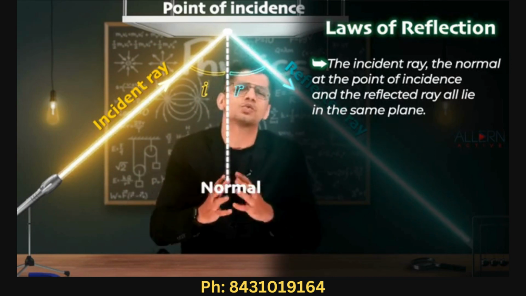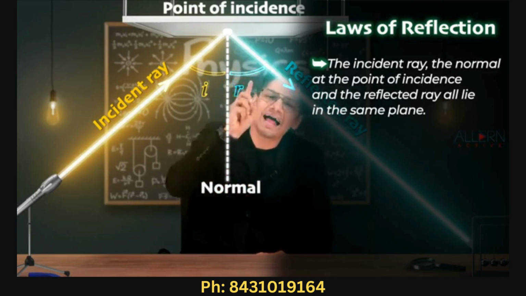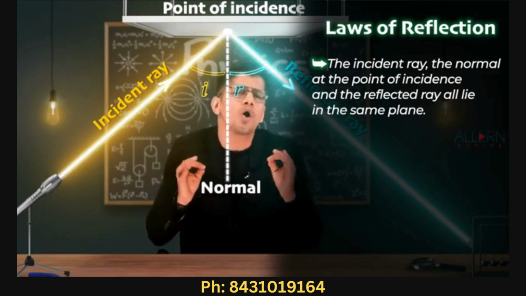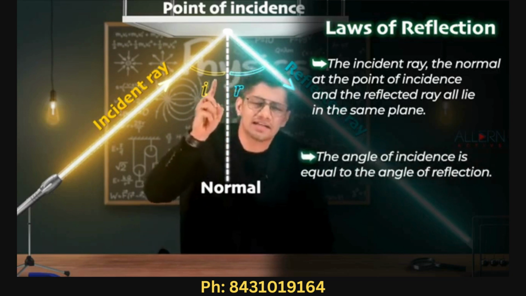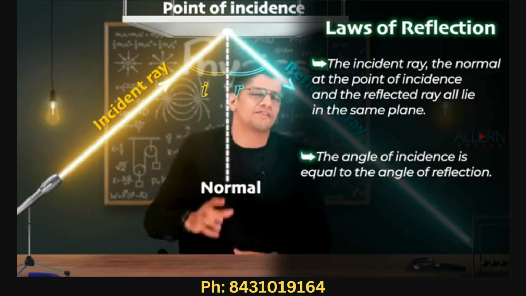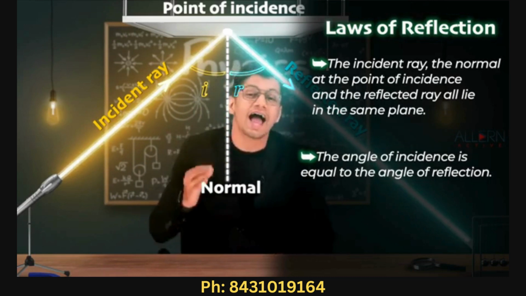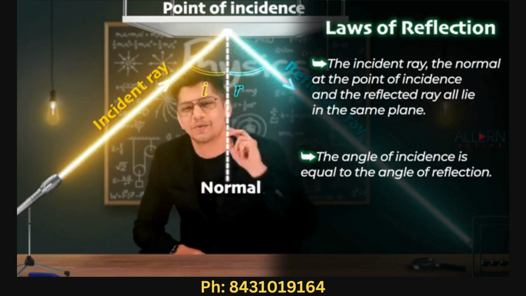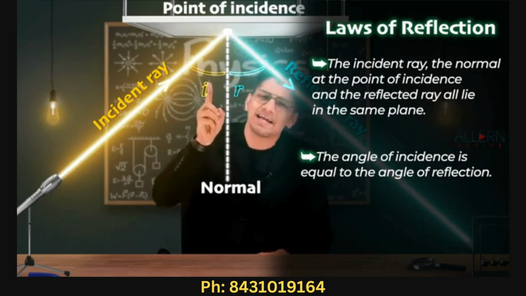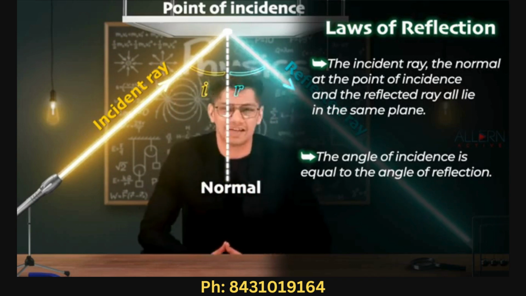Now when you talk about these two angles, that is the angle of incidence and the angle of reflection, you will always notice that the angle of incidence is always equal to the angle of reflection. Which means that if the angle of incidence is 20 degrees, angle of reflection would be 20 degrees. If this is 30 degrees, then angle of reflection would also be 30 degrees.